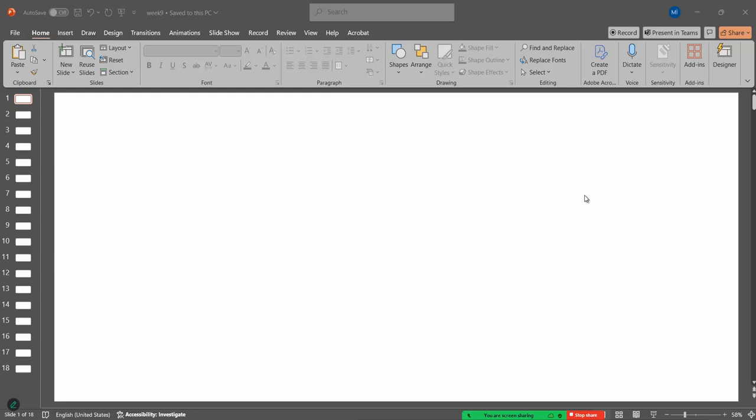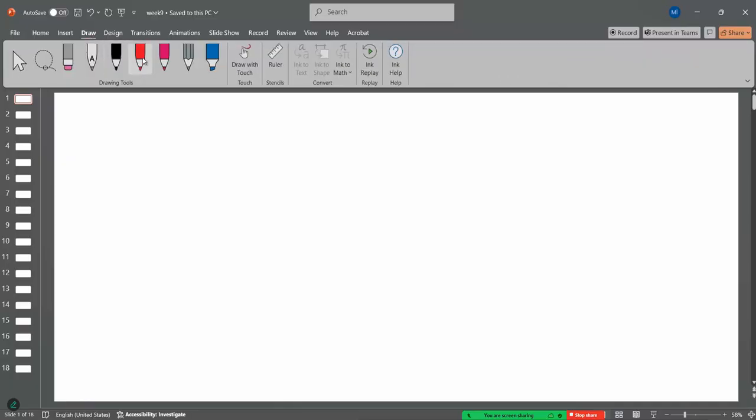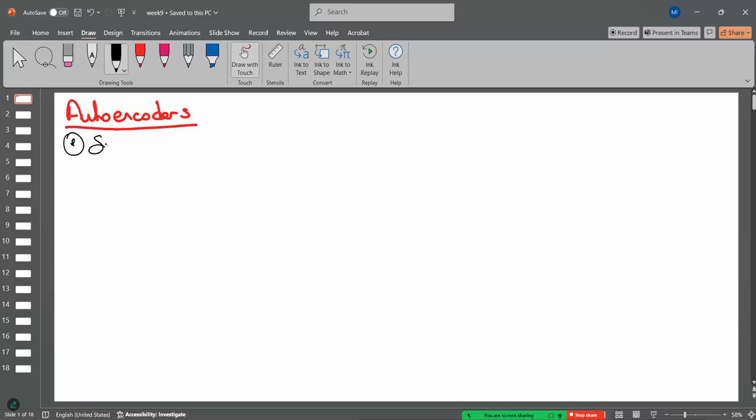Okay. Hi everyone. Today we are going to start on autoencoders in machine learning. Firstly, we need to define the structure and the pattern in here.